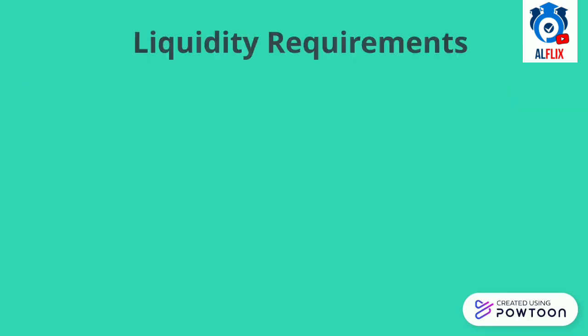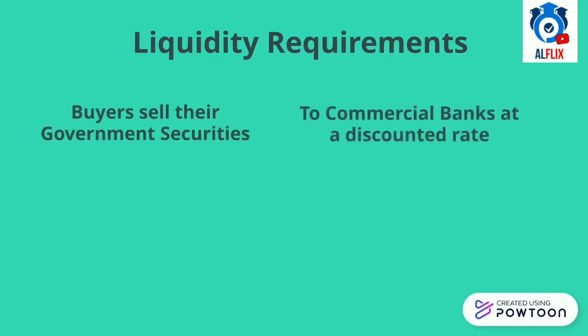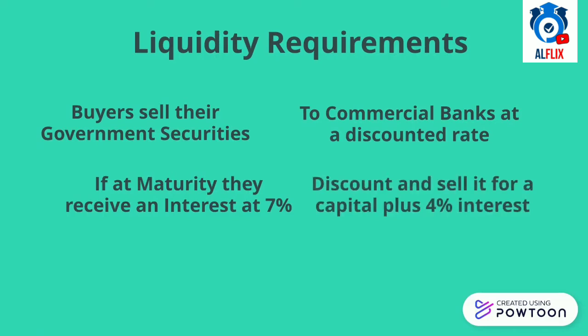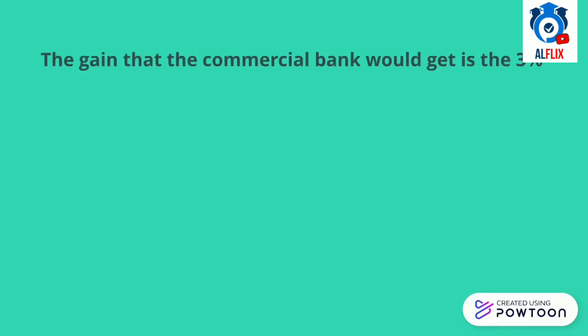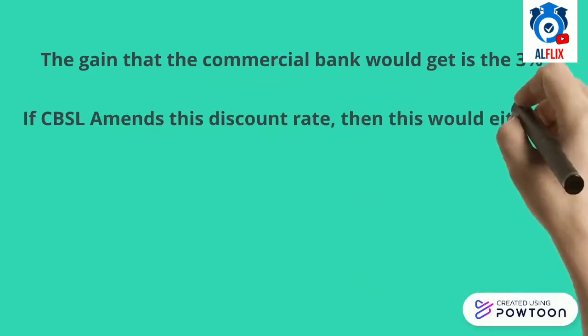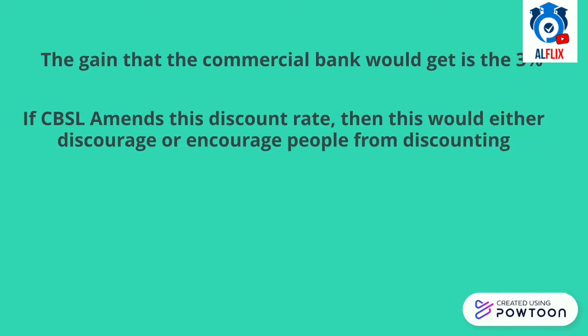At times when they are in need of liquidity, they could sell these to the commercial banks at a discount rate. That is, if at the end of the maturity period they would receive 7%, they would sell them at 4% to the commercial bank and get the money. And the commercial bank that has bought this would receive the balance 3%, and that is their gain on this transaction. So if CBSL amends the discount rate and reduces it considerably low, this would discourage banks from discounting them, and hence the money supply will contract, and vice versa could happen if the discount rate is increased.